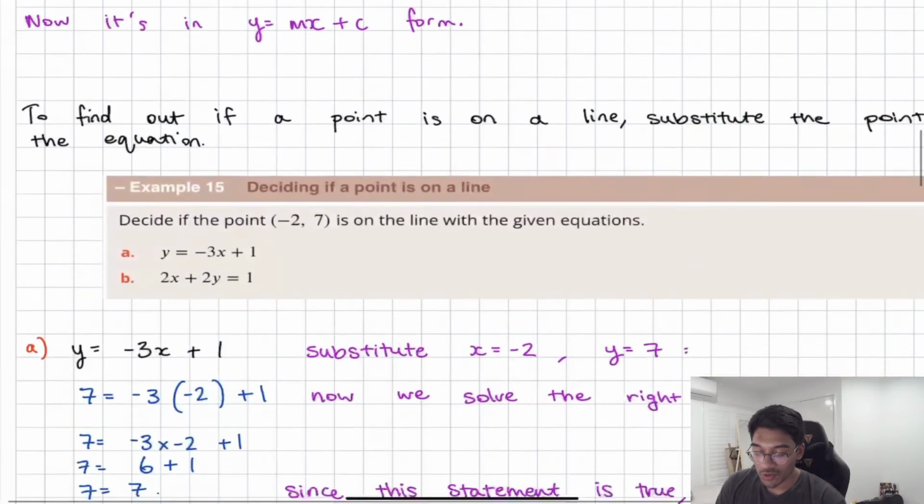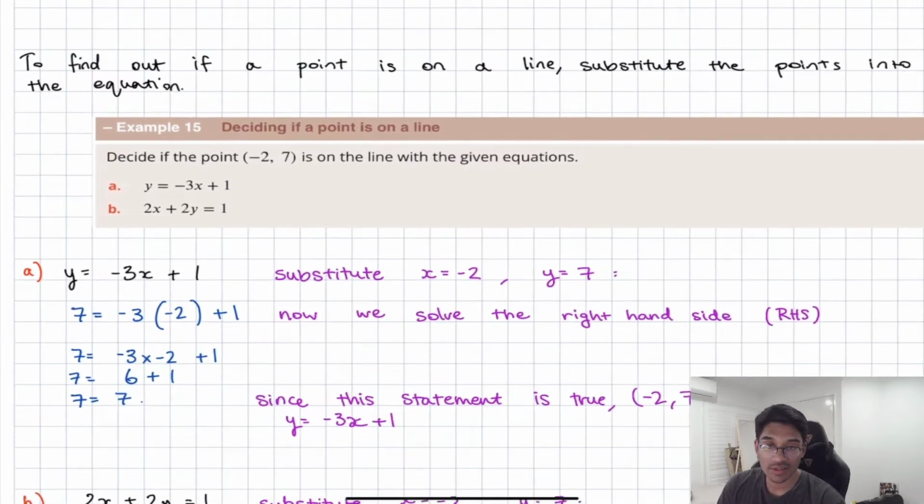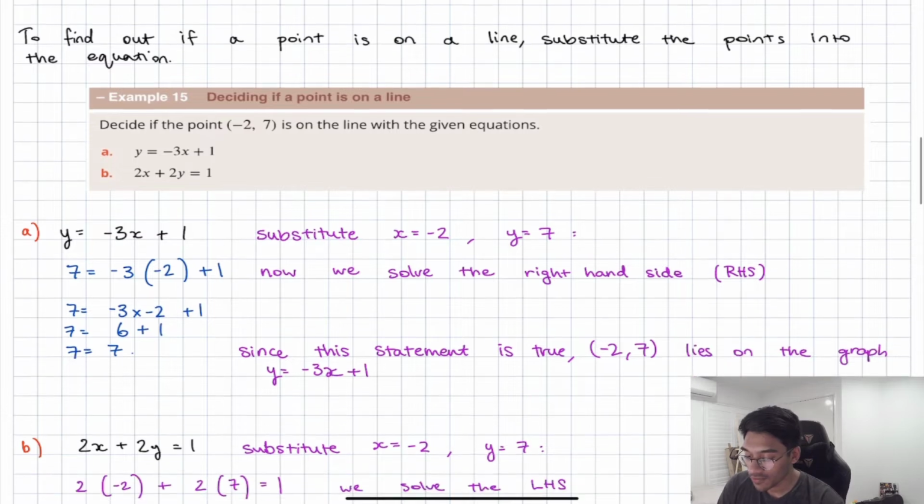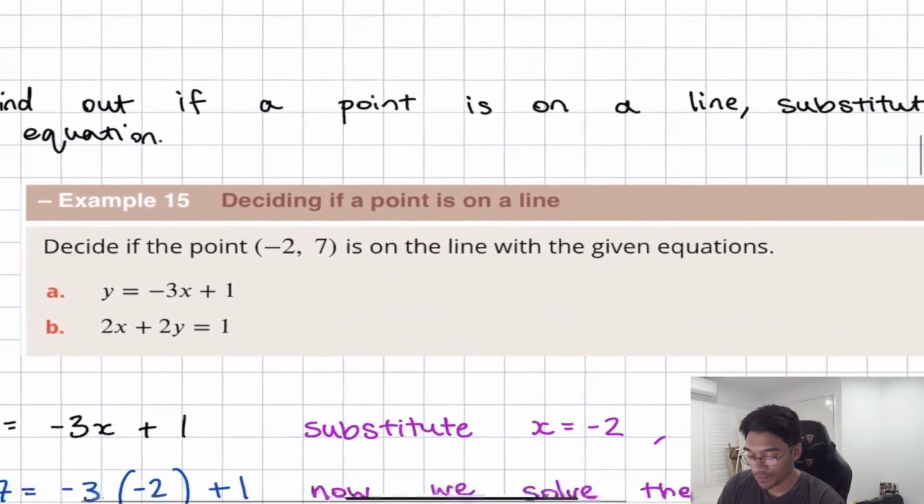Now, going on to the actual work that we're doing in this exercise, we'll be deciding if a point, or if a coordinate, that's a word, a coordinate lies on a line, and we're also going to be graphing lines. So to find out if a point is on a line, all we do is we substitute the points into the equation. So let's look here.